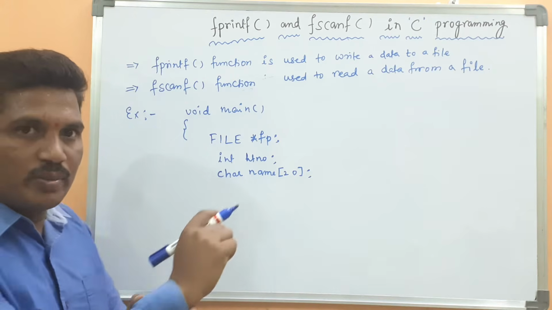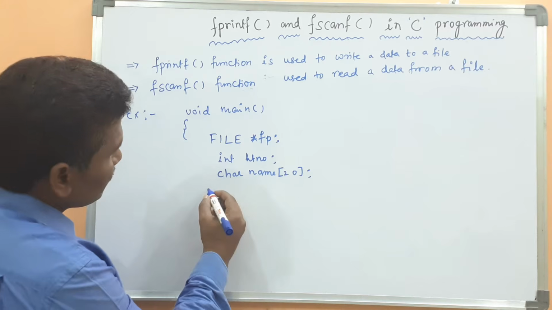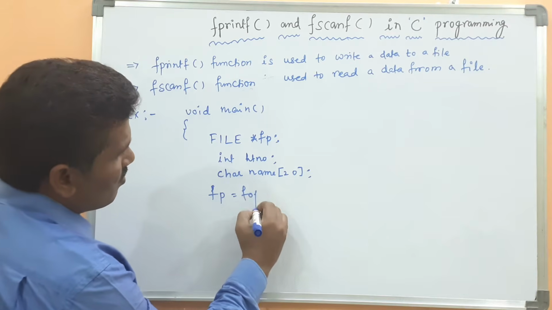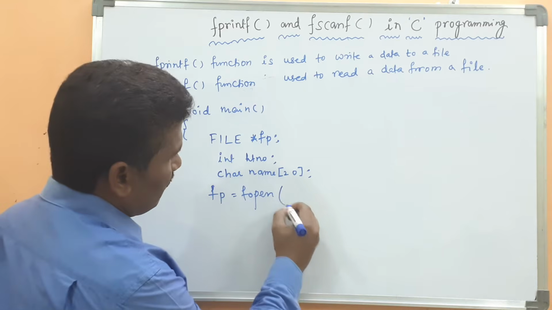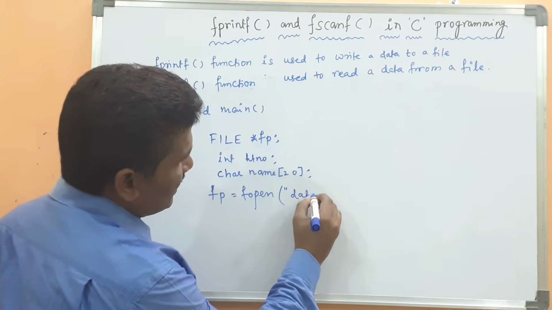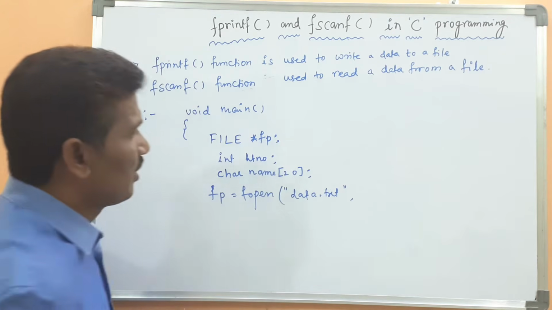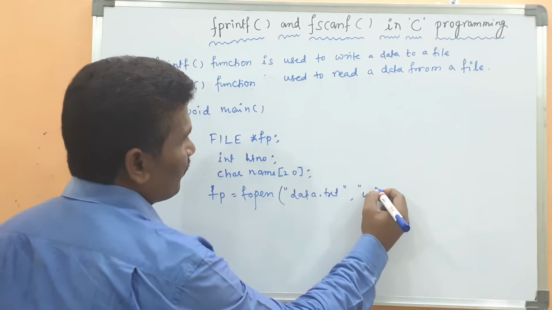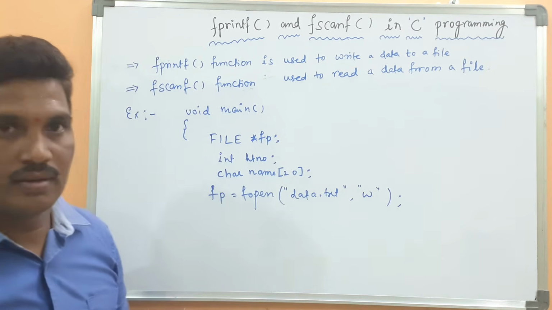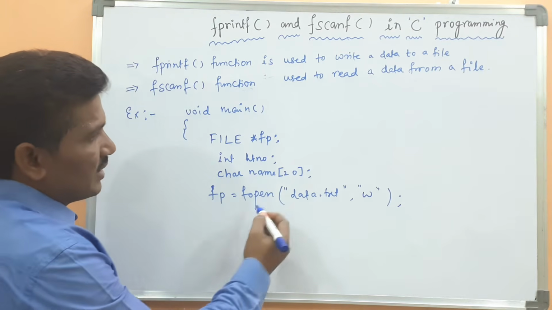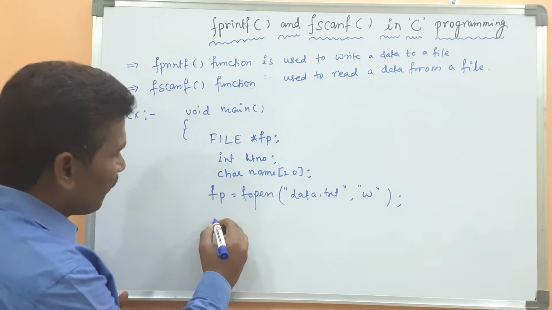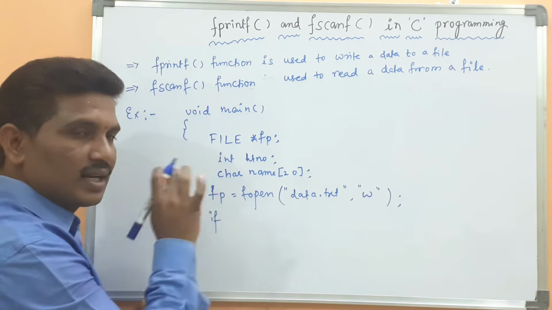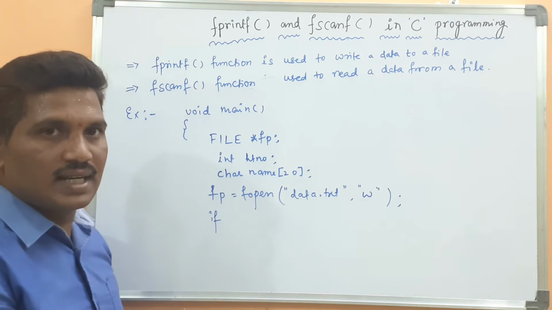After that, the file should be created. The file pointer fp equals fopen, and I want the file name to be data.txt. The second argument is the mode, the file mode. I want the file mode to be write. Then the file is created. Once you write the statement, the file should be created. If the file has not been created, the fopen function returns NULL. If the file is created, there is no problem.